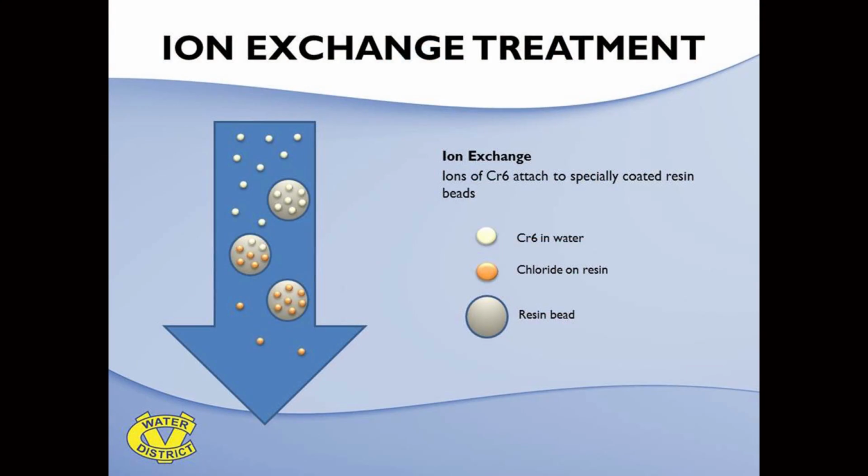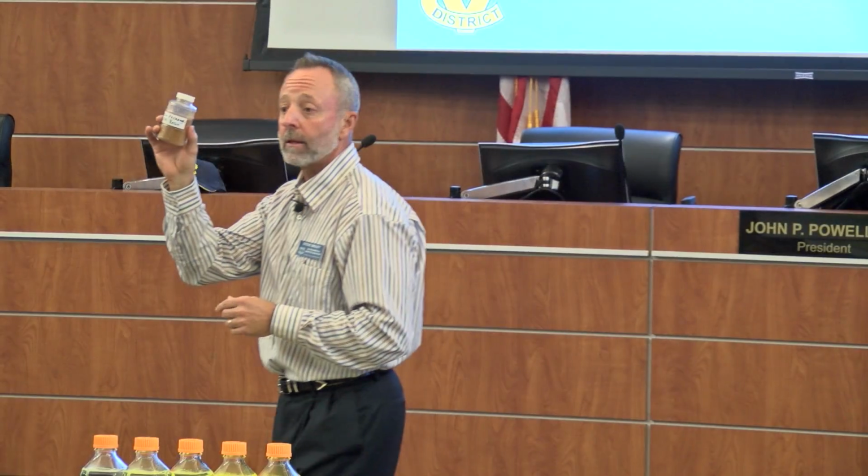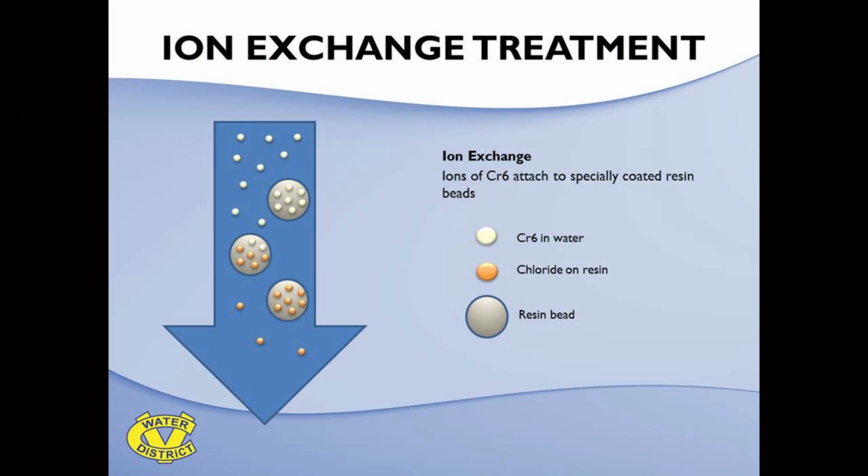So ion exchange, basically it's water passing through these tanks or vessels that are filled with these little beads. And the beads have a lot of surface area. They're positively charged, so negative ions attract to them. Negative ion like chloride from simple table salt is attracted to this.